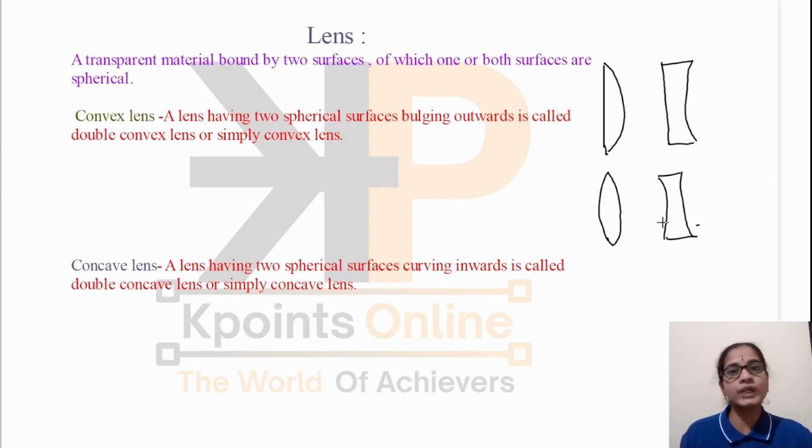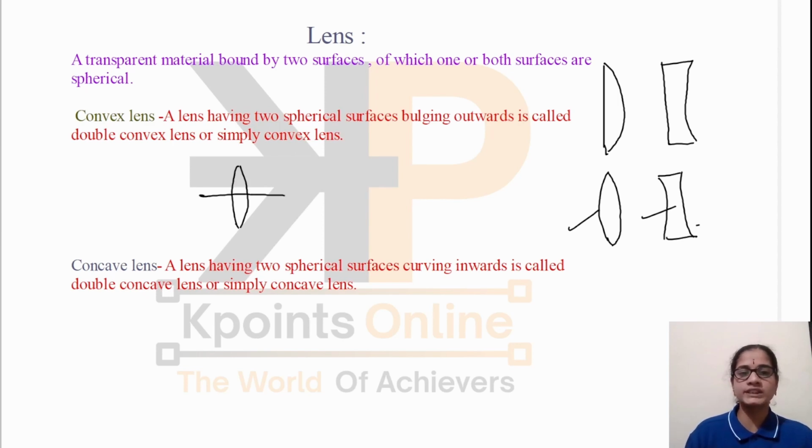For your syllabus, we are going to study the image formation by these two lenses, that is concave lens and convex lens. So what do we mean by convex lens? A lens having two spherical surfaces bulging outwards is called a double convex lens or simply convex lens. It has two spherical surfaces which are curved outwards.